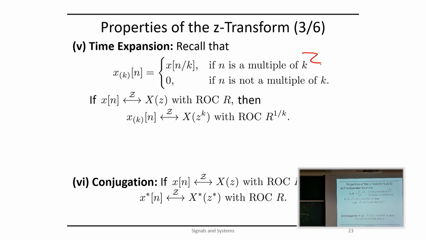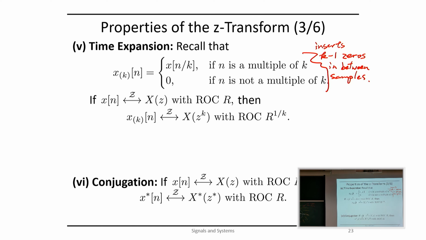So what this does is insert k minus 1 zeros in between samples. In this case, the Z transform will be equal to x of z to the power k, and the ROC would be r to the power 1 over k. Okay. So you can derive this directly, actually.